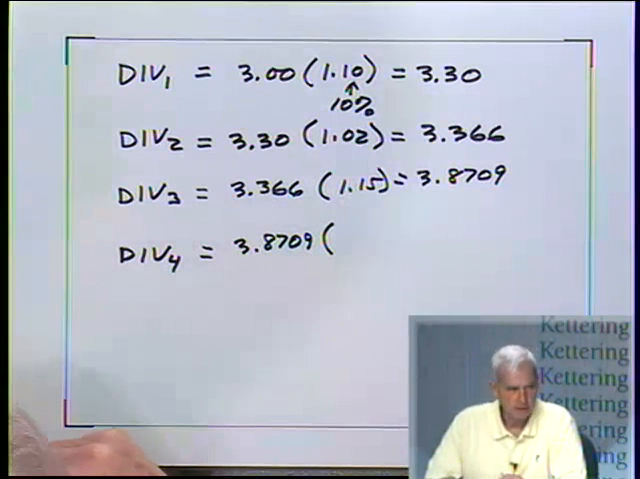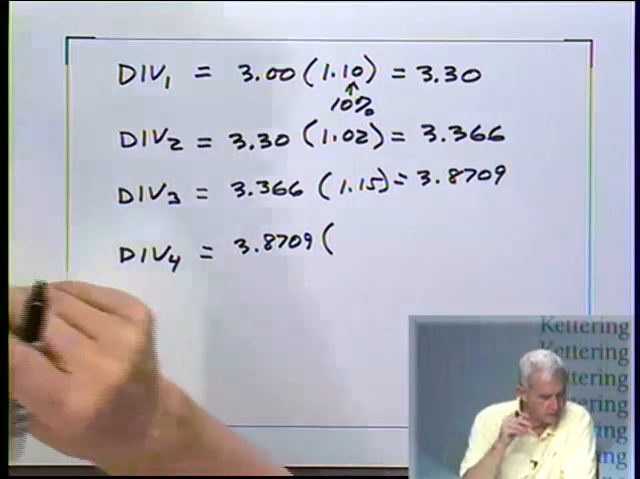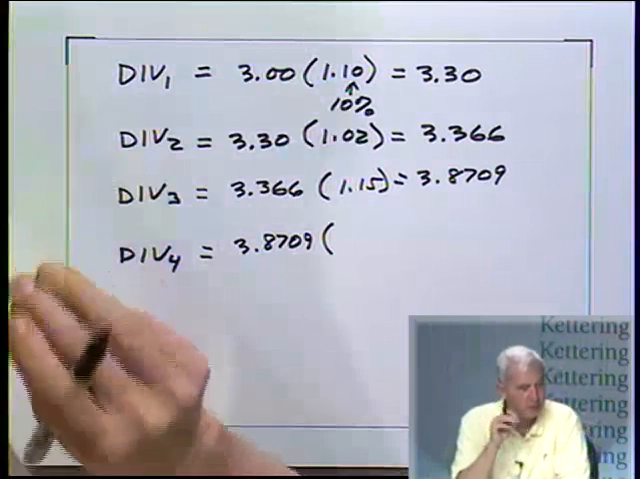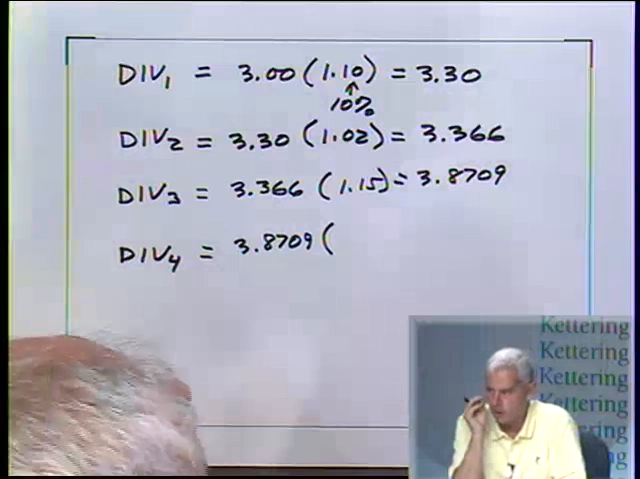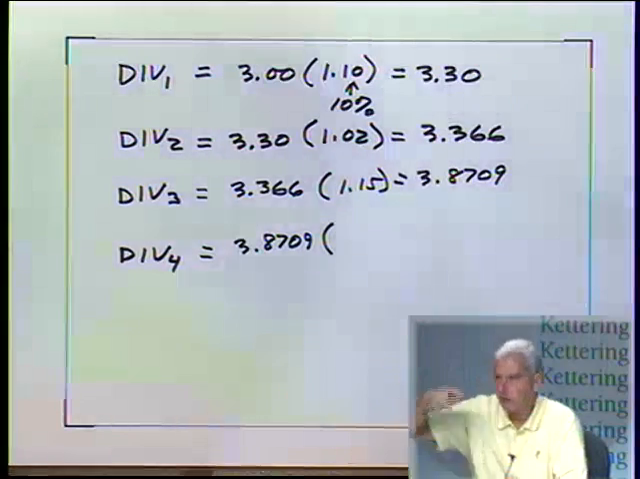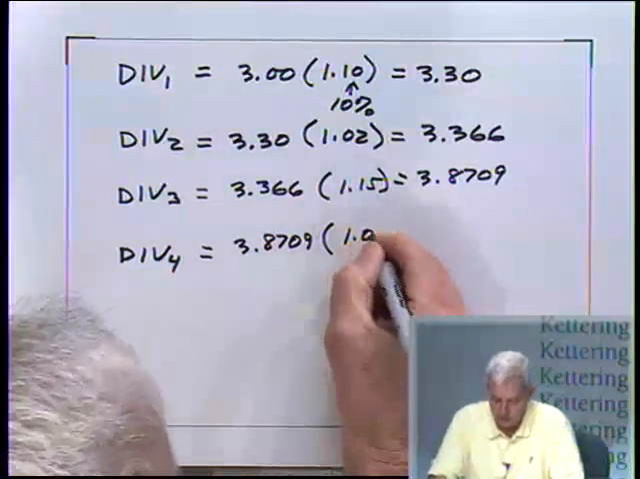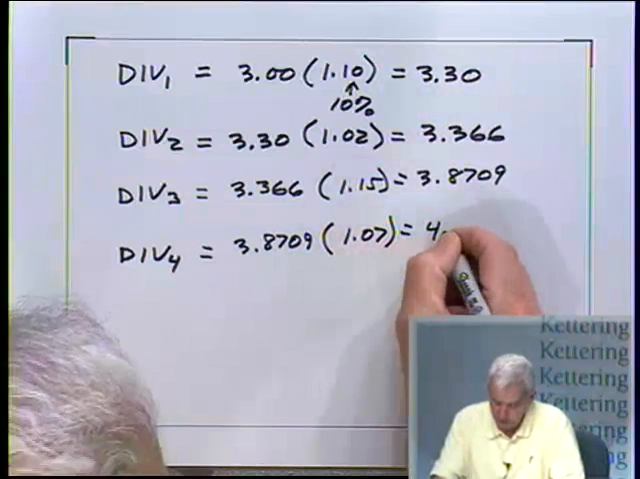And what's it tell me? Starting in year 4, it says 15% the next year before settling down to a 7% rate indefinitely. So that means div 4 will be 7% greater than div 3. So each year from that point on, it begins growing at a constant rate. So that's 1.07. And I wrote that as 4.14.